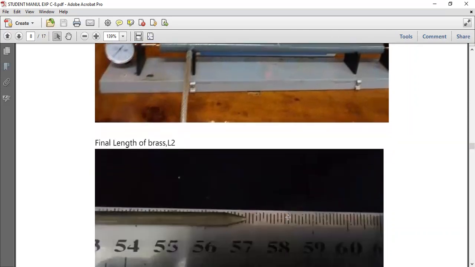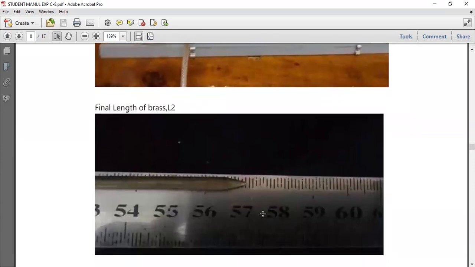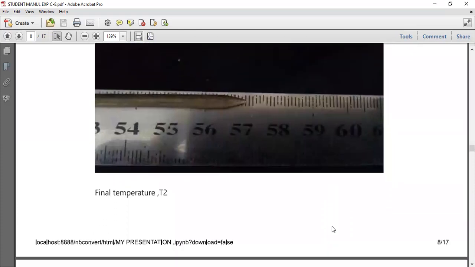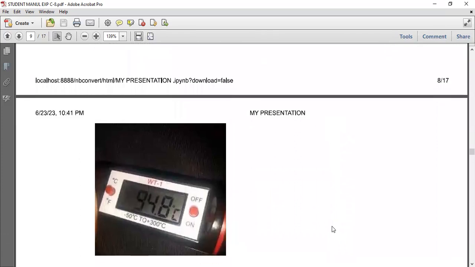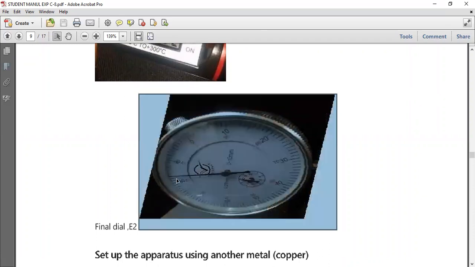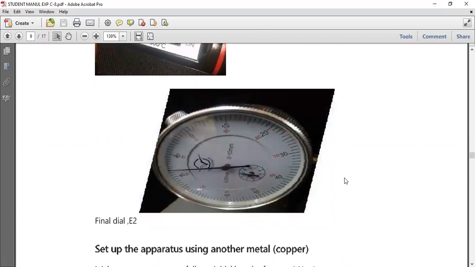As you can see, the final length of the brass was recorded as follows. You can see it's here. We also have the final temperature recorded as indicated here. Then we also have the final dial reading recorded as indicated here. So you record the data for the setup using brass.